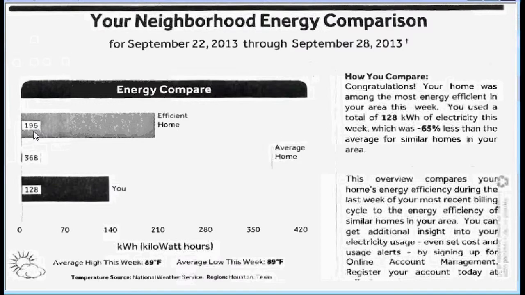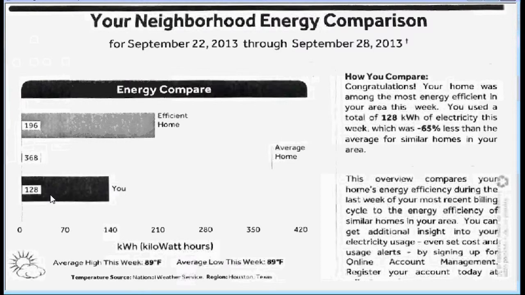You can see that the average energy efficient home used 196 kilowatt hours of energy during this week. And then you also get an average high temperature of around 89, which is probably pretty close. The average low is wrong on here. Usually the average low is probably anywhere from around 70, maybe 65 degrees, best case scenario. Now you'll see that the average home used 368 kilowatt hours, whereas I was the lowest. This is what I used during that same week, and you'll see that the average home used almost 3 times the energy that I used.